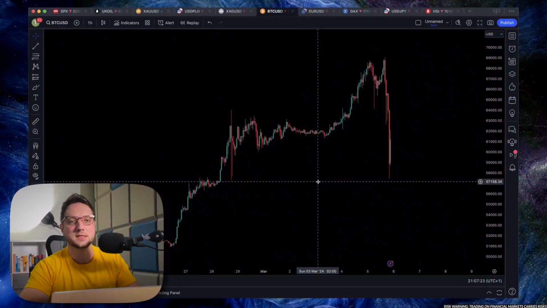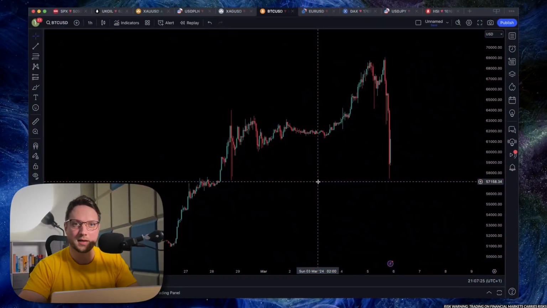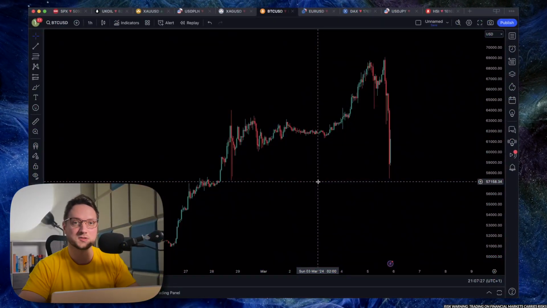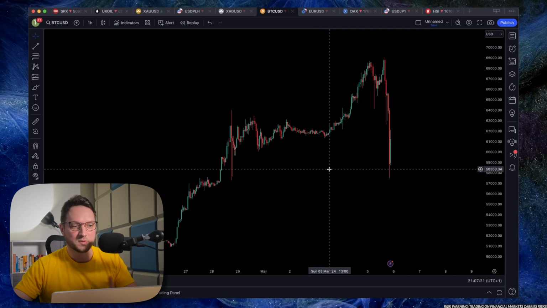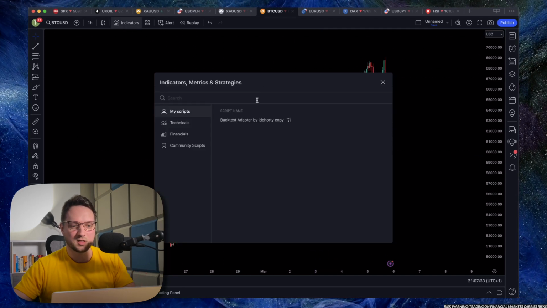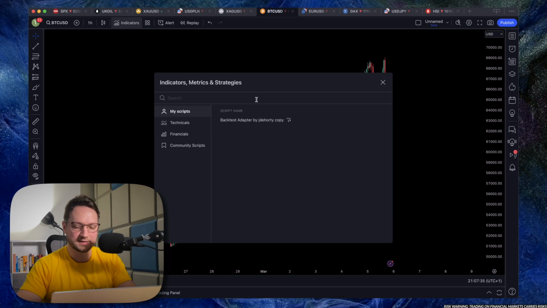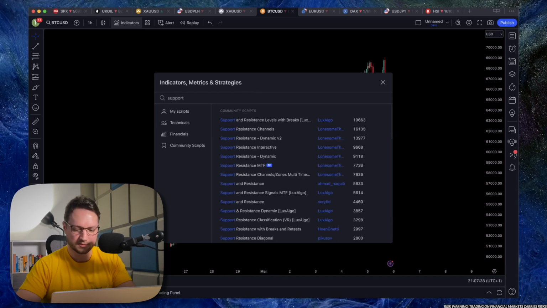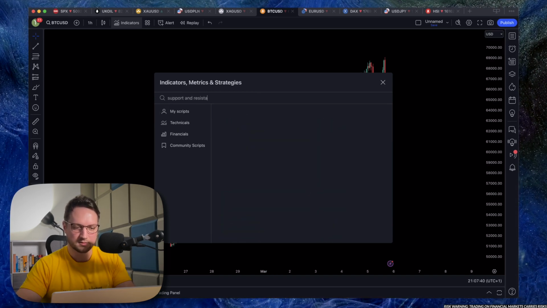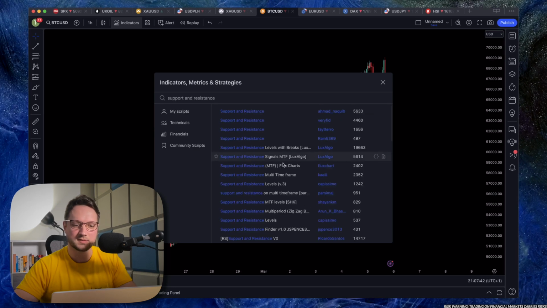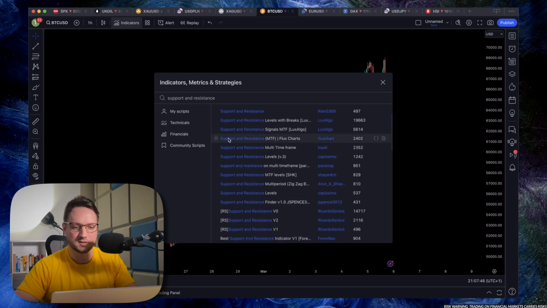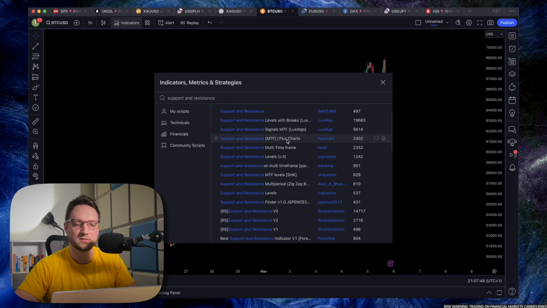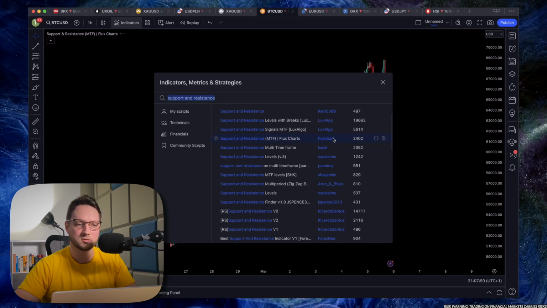So the first one is to help us find the best support and resistance levels, but it is not a simple indicator. So let's go to the indicators tab, go to the search bar and type support and resistance, right? And the indicator is made by Flux Charts. So this is this one, Support and Resistance MTF by Flux Charts. You can see the author, Flux Charts.